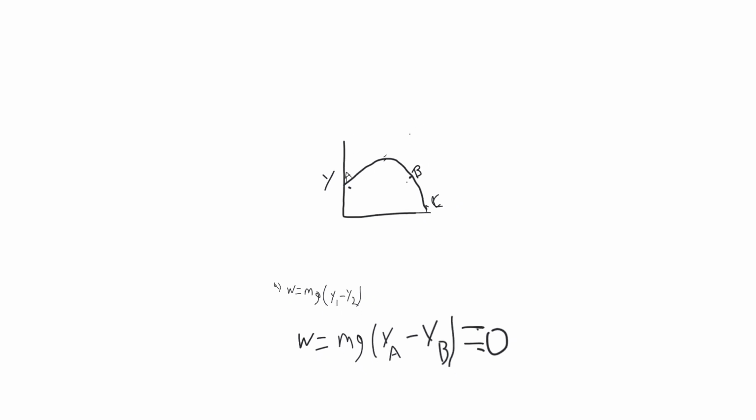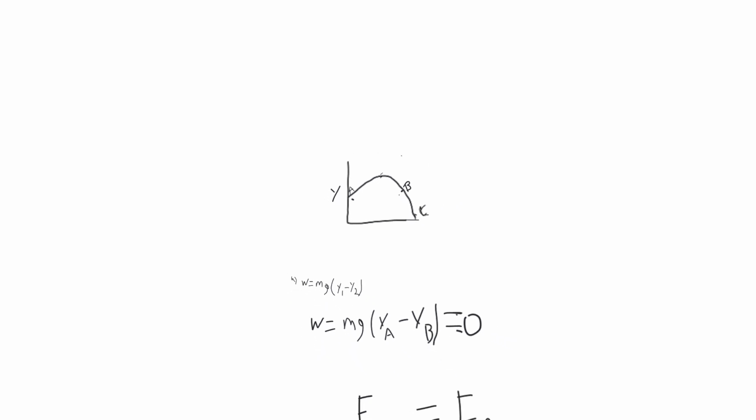So for this example, we are asked that a projectile is launched from A all the way to C, and it shows a graph similar to this one, right? And then for part A, we're asked to find the work done from A to B, right?